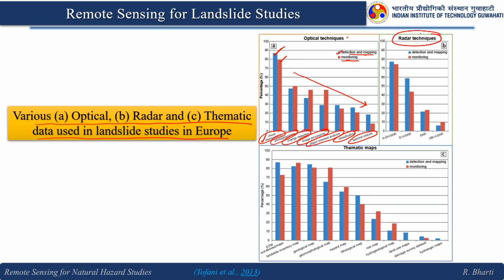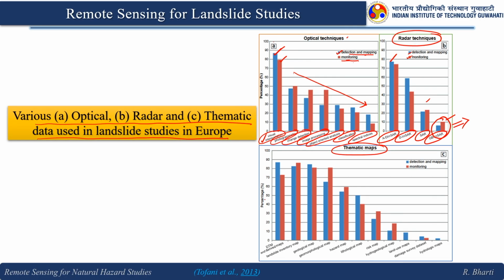Then comes the radar techniques. Here again the blue is the detection and mapping and red is the monitoring. Here you can see the ADINSAR, DINSAR, SAR, GBINSAR, how they are used, because these all are space based, right, but this one is ground based. These ground based instruments are costly. So, that could be a reason that very few people are using it, but this is also having the potential in landslide studies. Now comes the thematic map.